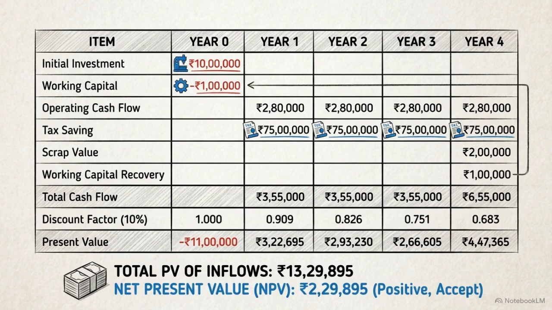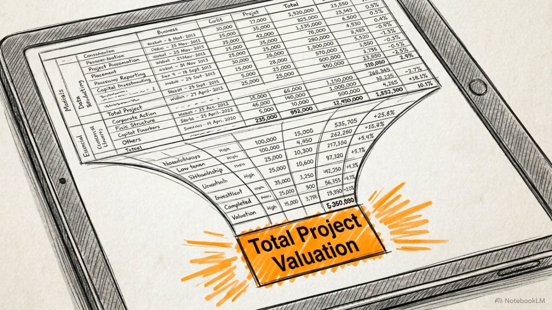Identify the 2 missing items that must be included alongside the operating cash flow to calculate the total year 4 inflow. In the final year, we must add the machine's scrap value and the full recovery of our working capital to the operating cash flow. When we apply the 10% discount factors and sum the present values, we arrive at a positive NPV of 2,029,895 rupees. This layout converts diverse operational estimates into a single figure.